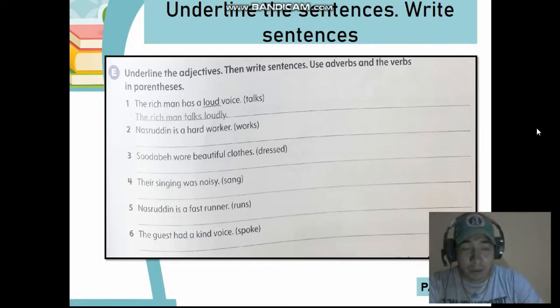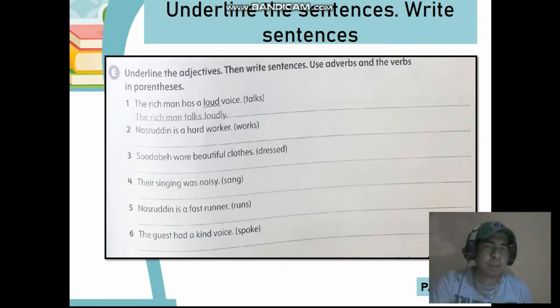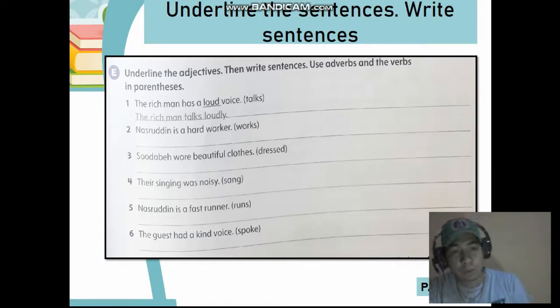Alright, we are almost done here and move on to part E. In this part, you need to underline the adjectives and then write sentences using those underlined words. You can use adverbs and the verbs in parentheses. Look at the example. The rich man has a loud voice. Loud is the adjective and talks will be the verb. So if we transform this into a sentence, that will be the rich man talks loudly.